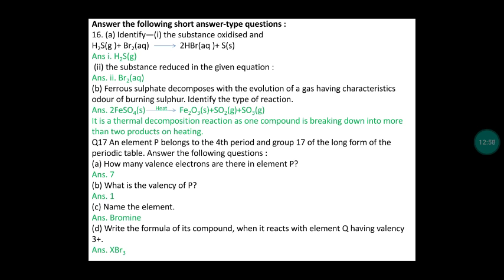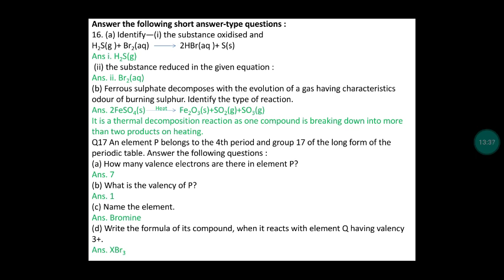Now some questions. Identify the substance oxidized and the substance reduced in the given equation. For the oxidized in the reaction, that will be H2S, and the reduced one will be Br2. Ferrous sulfate decomposes with the evolution of gas having the characteristic odor of burning sulfur. Identify the type of reaction.